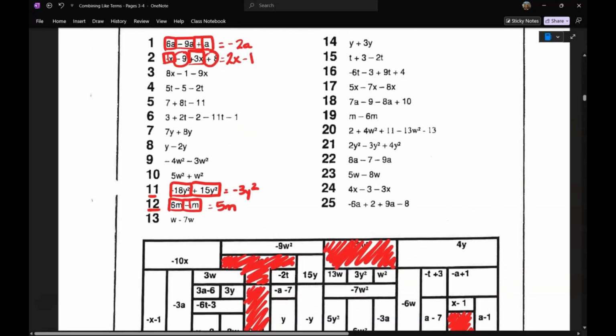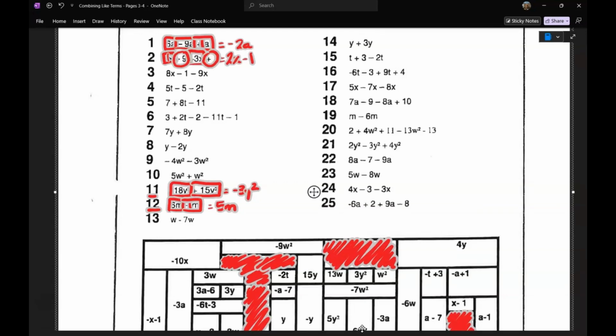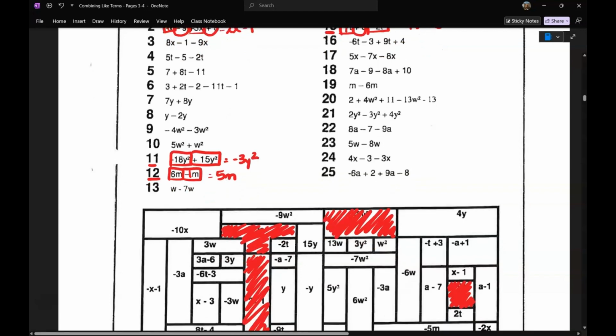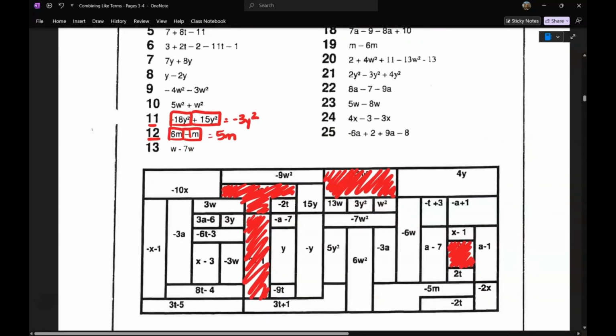All right, last example. How about we do 15? Remember, there's not a number, it's a 1. So we're going to do 1t minus 2t. 1 minus 2 is -1, and it has a t. The plus 3 can't be combined with anybody, so it just gets added on at the end. So we're looking for -1t plus 3. It's right here. They just didn't put the 1, which is okay.